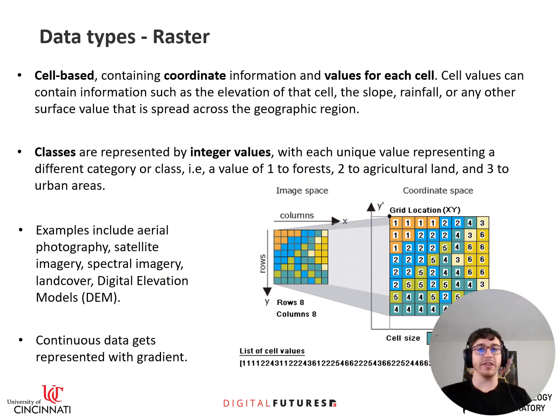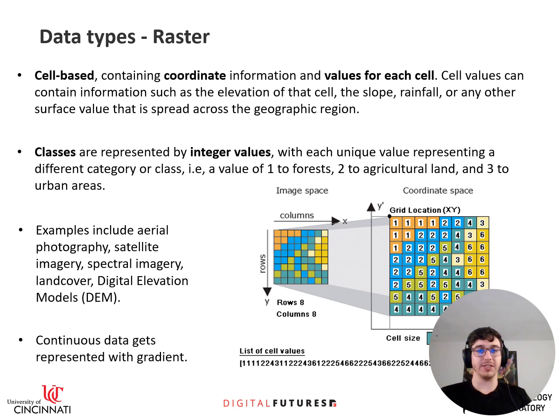As previously stated, raster data is represented by overlaying a grid on the terrain and assigning values based upon the magnitudes or classes present inside of that cell. Therefore, our rasters contain coordinate information values for each cell, with cell values containing information such as the elevation for that cell, the slope, rainfall, or any other surface value that is spread across the geographical region.